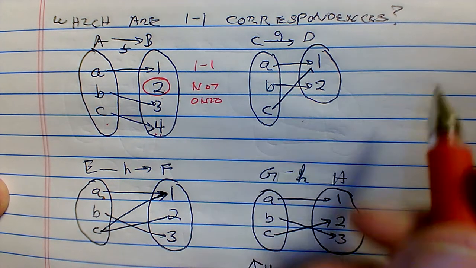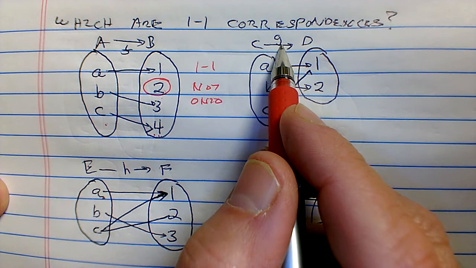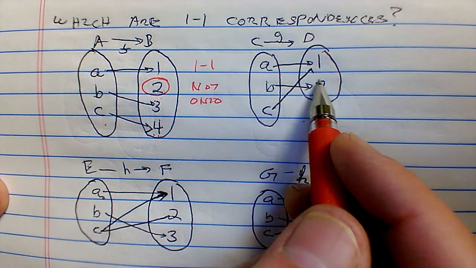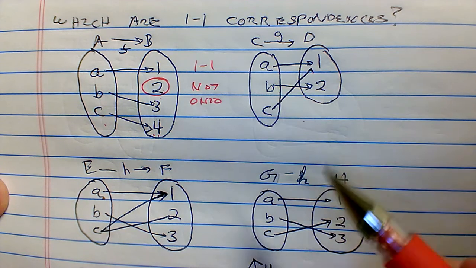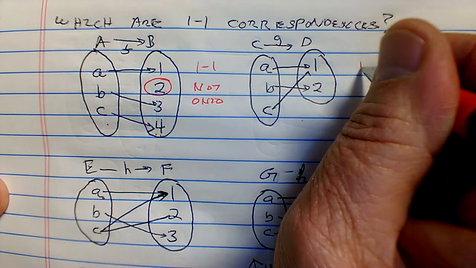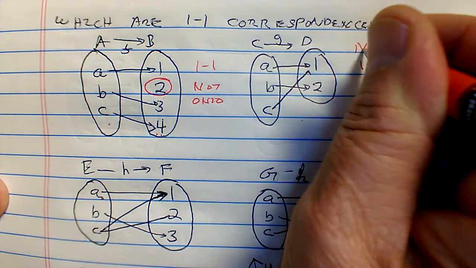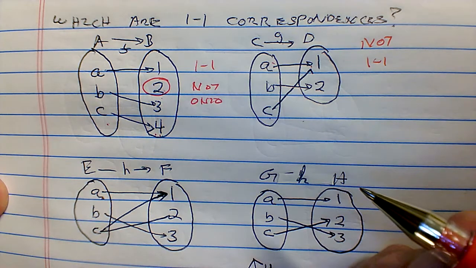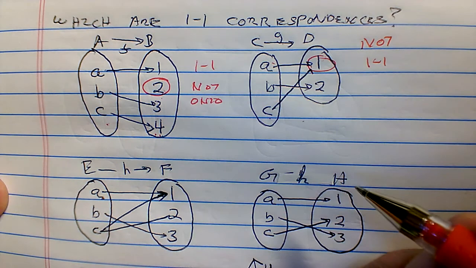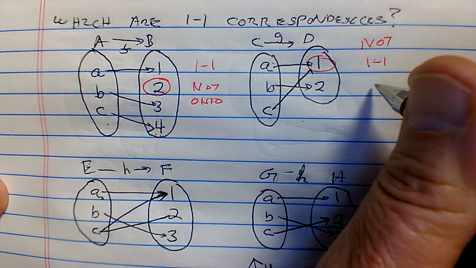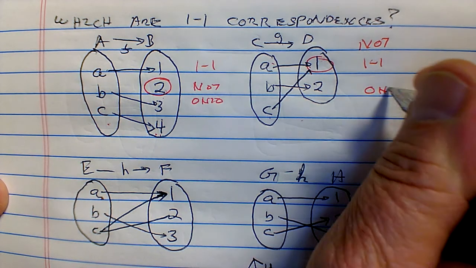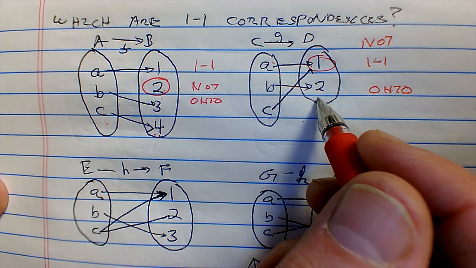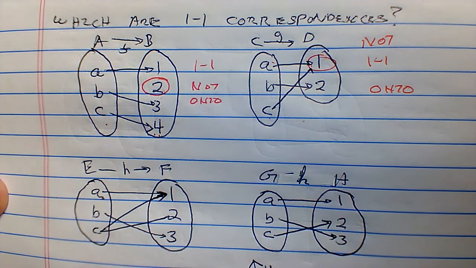On our second example, we have a function g which goes from C to D. A maps to 1, B maps to 2, C maps to 1. This is not one-to-one because both A and C map to the same location. So we know it's not one-to-one. However, it is onto because every element here in the codomain is the image of something in the domain.